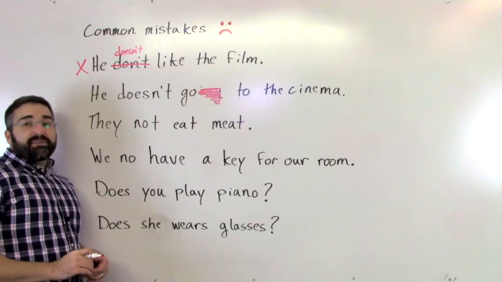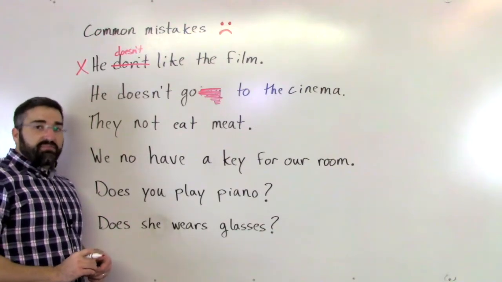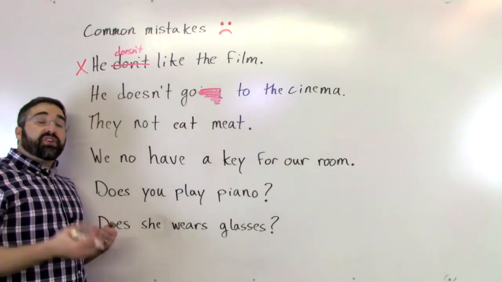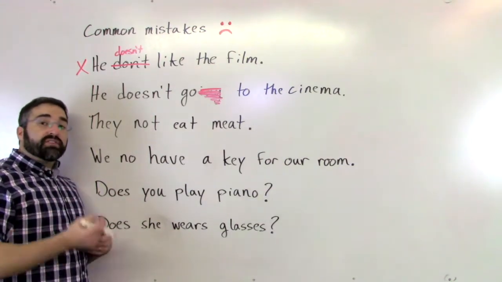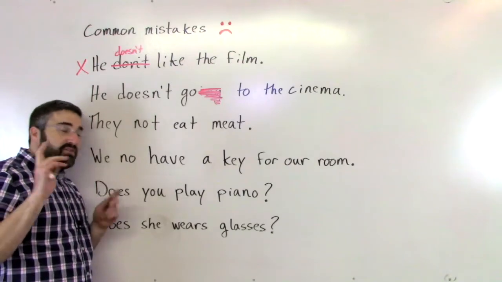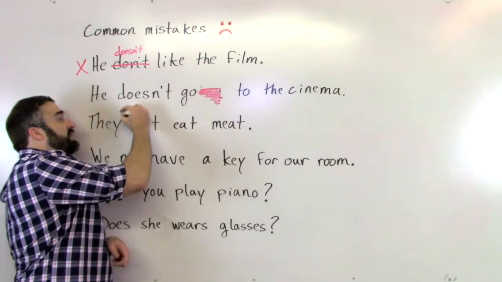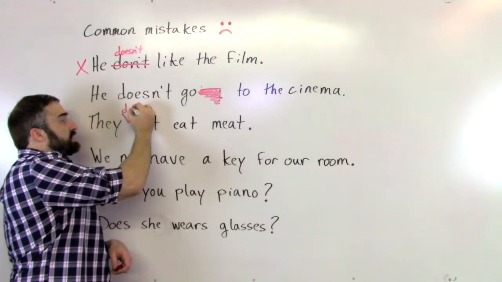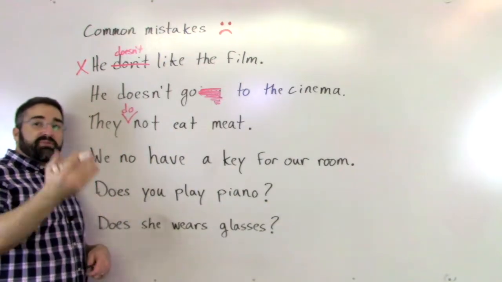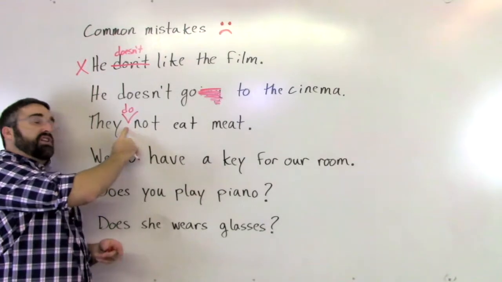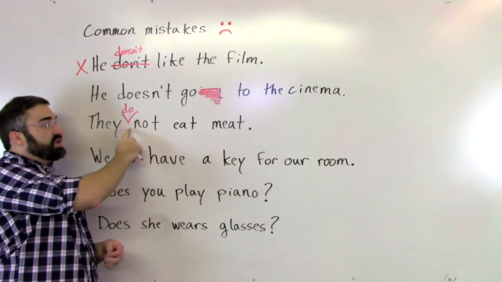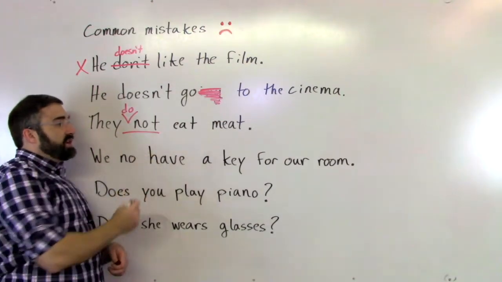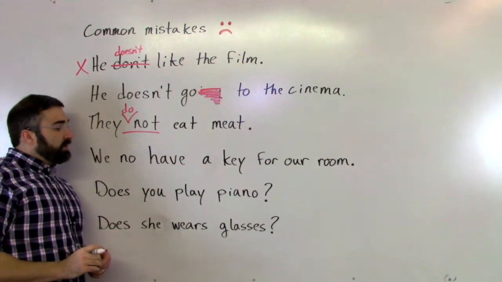"They not eat meat." Well, my problem here is I don't have my auxiliary verb, my helping verb, right? So I need to put in my little helping verb right there. They do not. They do not eat meat, okay? So make sure that you use a verb: they do not. They don't eat meat. So it becomes all one. They don't eat meat, okay?